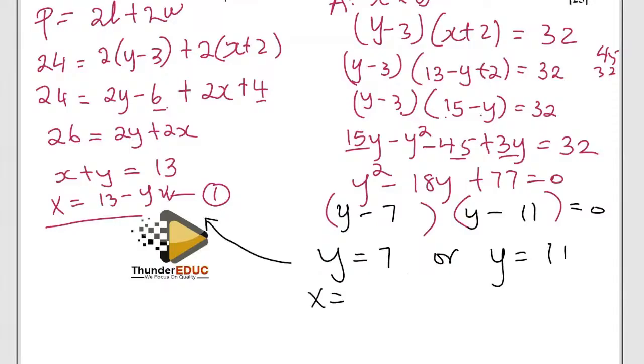Meaning that our x is going to be 13 minus 7, which is 6. Okay, so x is 6. Alternatively, 13 minus 11, which is a beautiful 2. So that is how this question would have been answered without any issues or hassles.